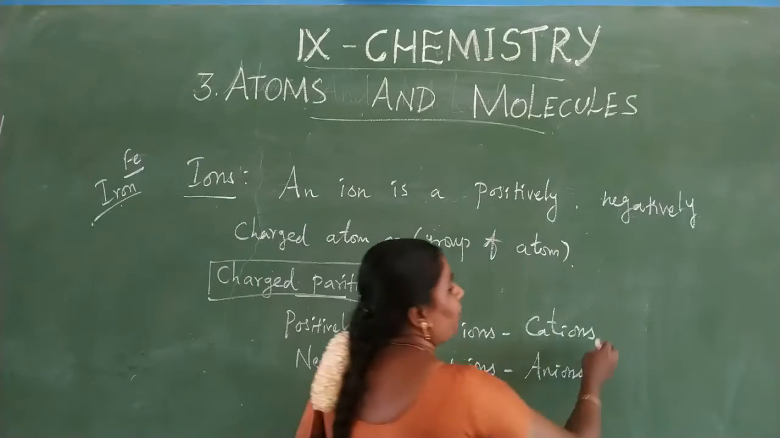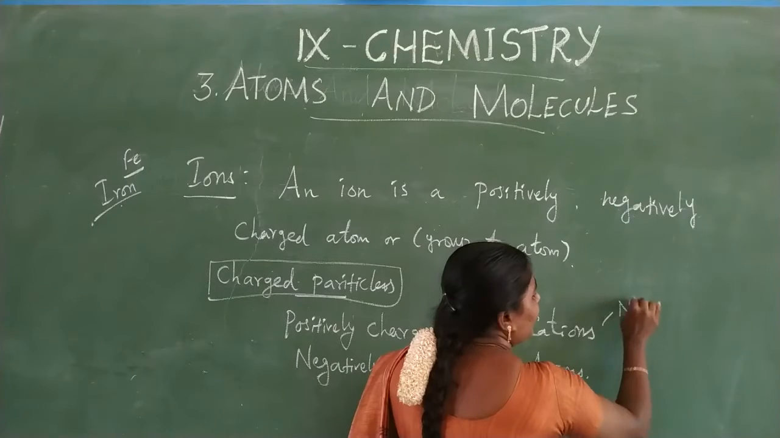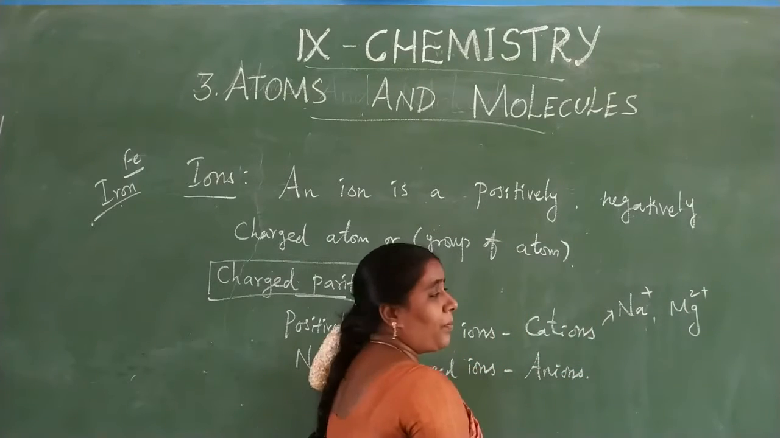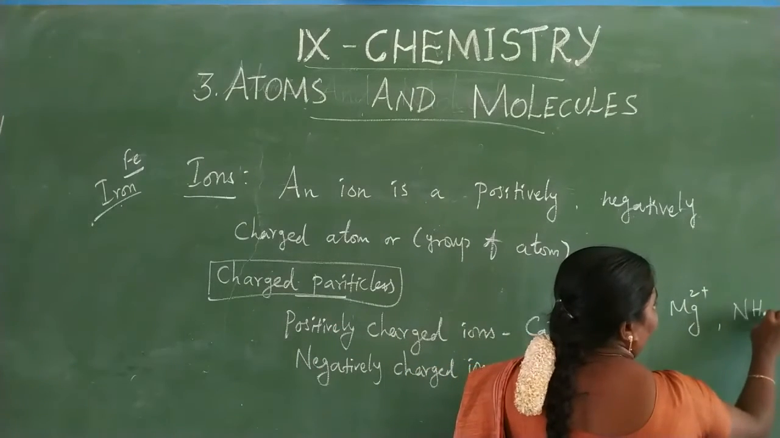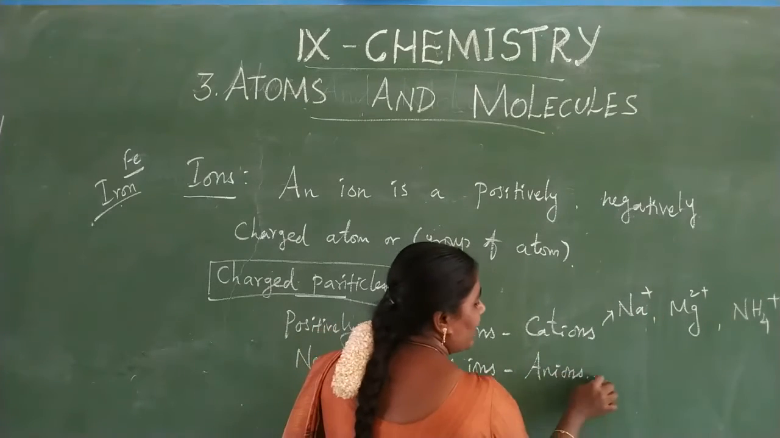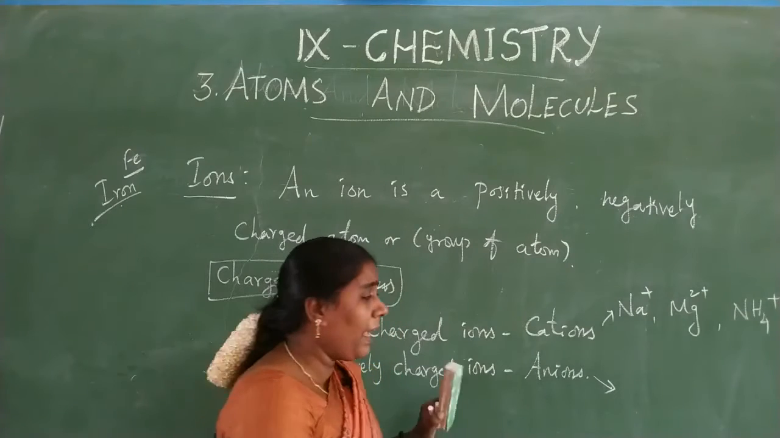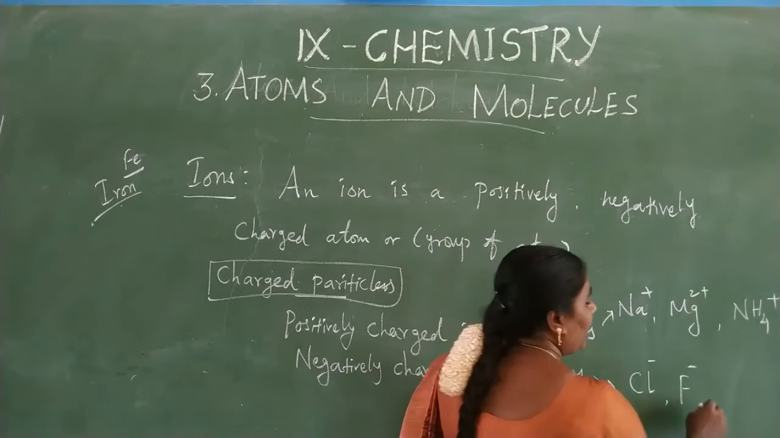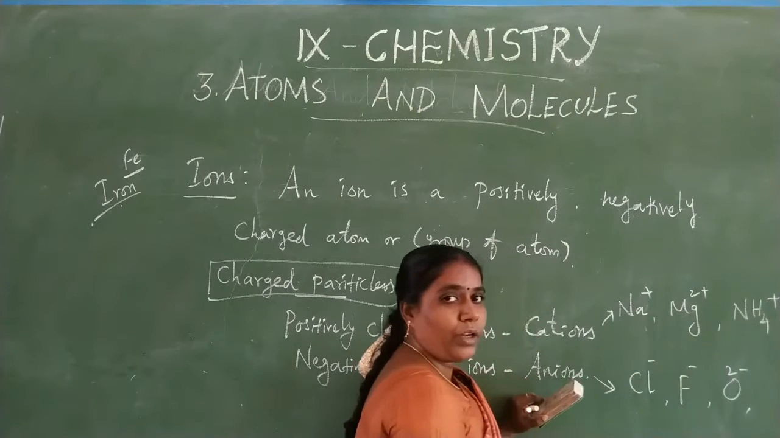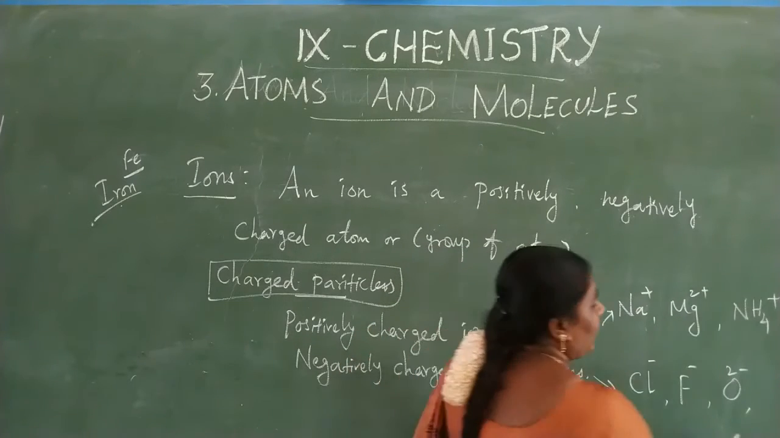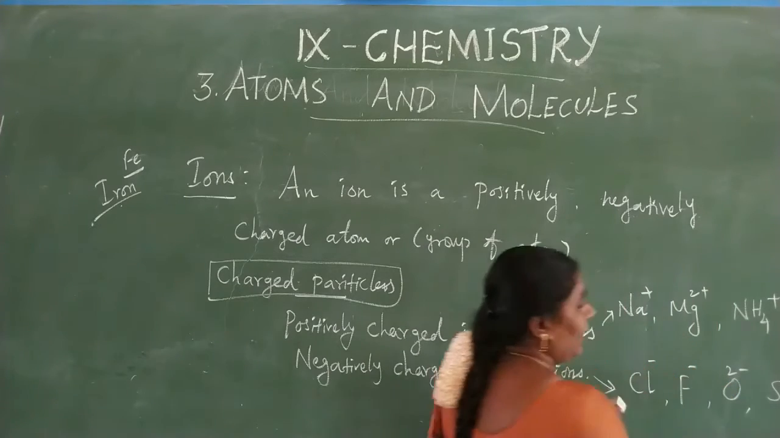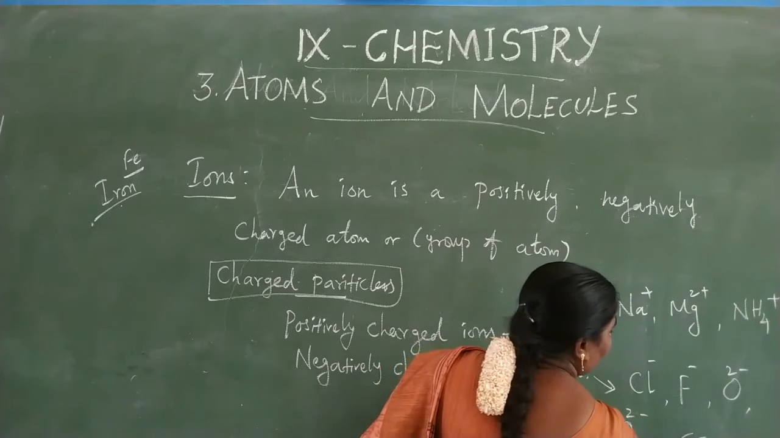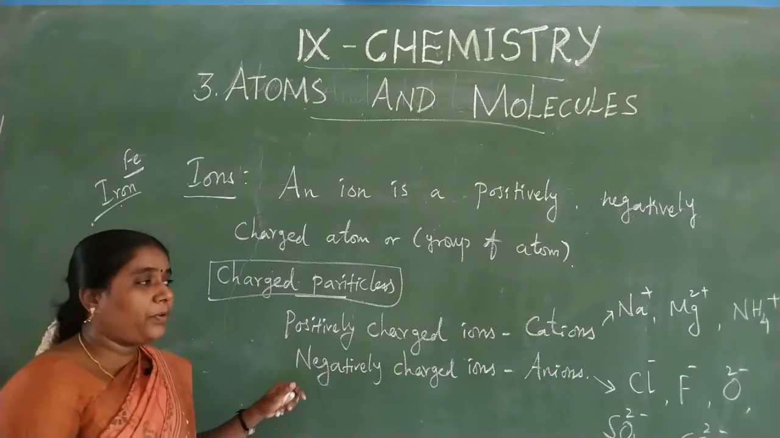For example, for cations, positively charged particles, we have sodium ion Na+, magnesium ion Mg2+, and ammonium ion NH4+, and so on. Similarly, some examples for anions are chloride ion, fluoride ion, oxide ion, sulfate ion, carbonate ion, etc. These are some examples for cations and anions.